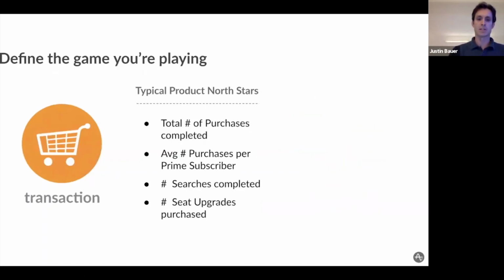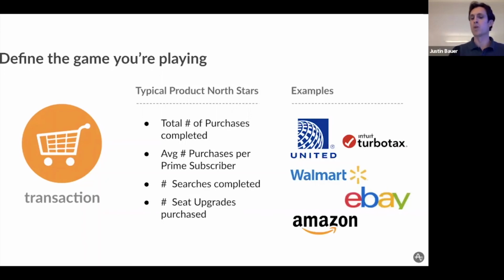The second game is the game of transaction. This is when the purpose of your product is to get them to engage in some sort of transaction within that experience. Your typical North Star metrics here might be things like total number of purchases completed, or maybe number of seat upgrades purchased. And once again, some great examples of companies here might be Walmart or United or Amazon.